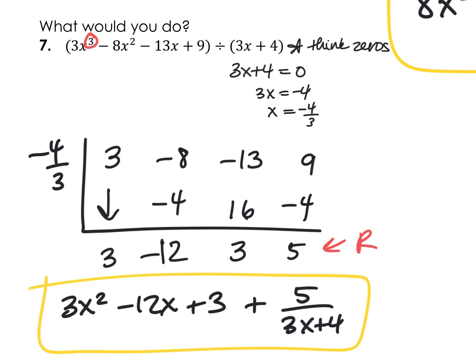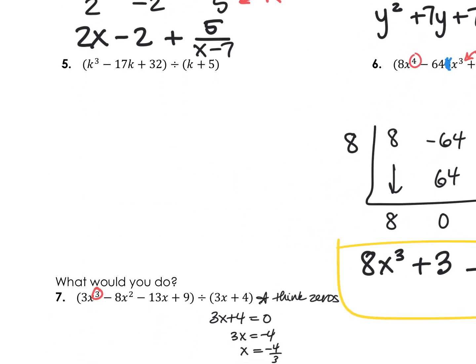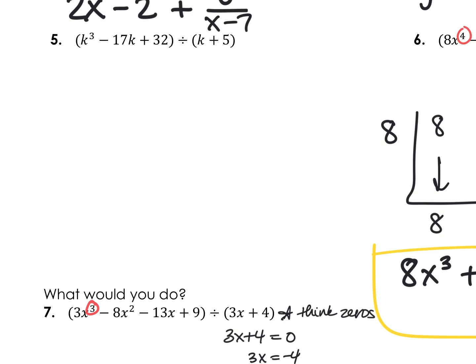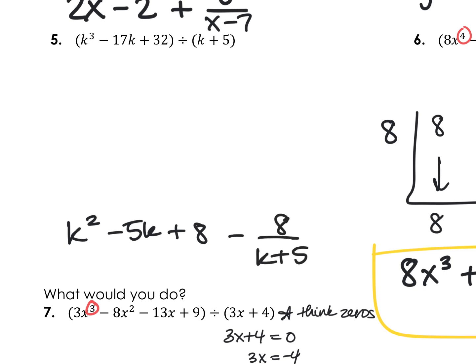I will let you decide if you want to try number 5 on your own. This is the answer you should get. So if you want to try this one on your own, watch out, because I think there's a missing term. So you need to fill in a 0. k squared minus 5k plus 8 minus 8 divided by k plus 5, meaning that the remainder should be -8. Okay? Try that one, see if you can get it, and then move on to your assignment.